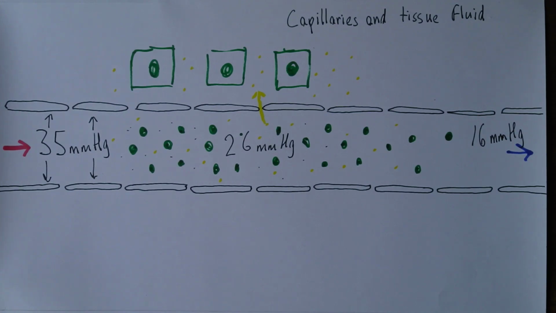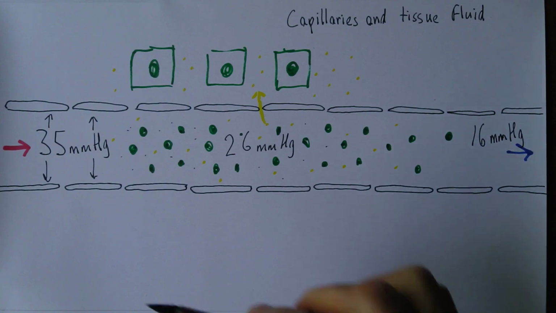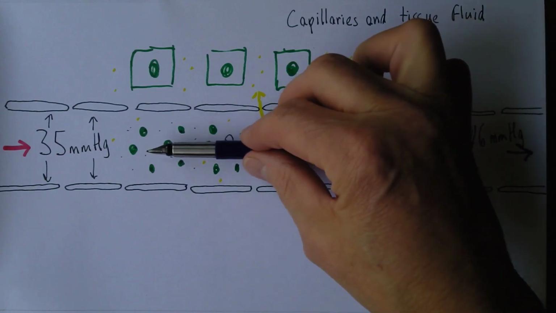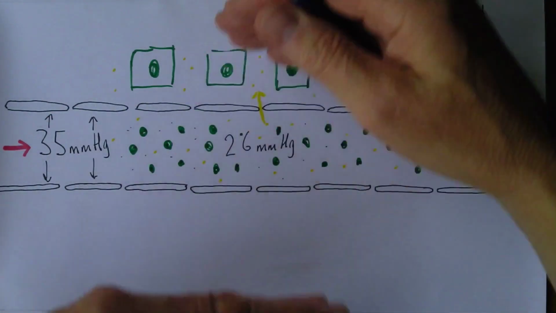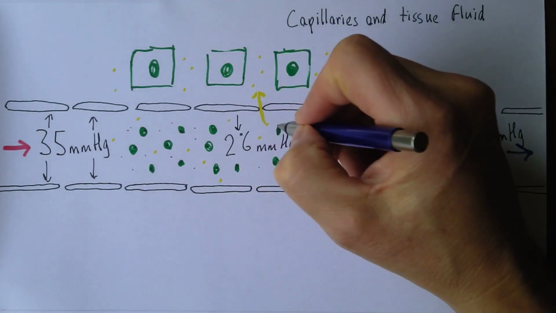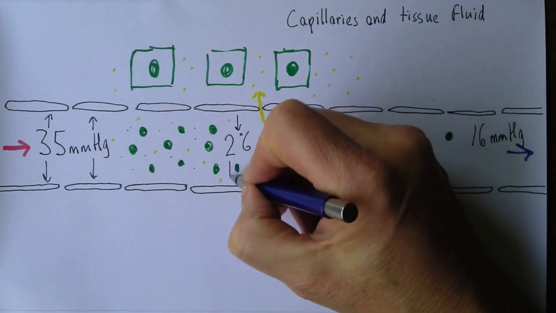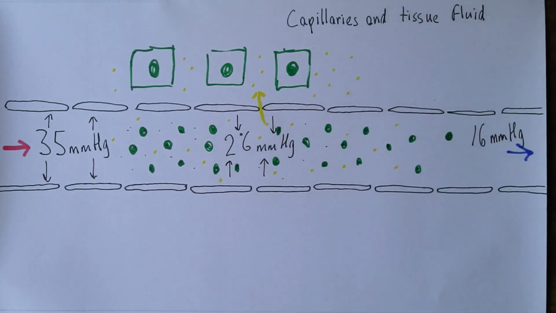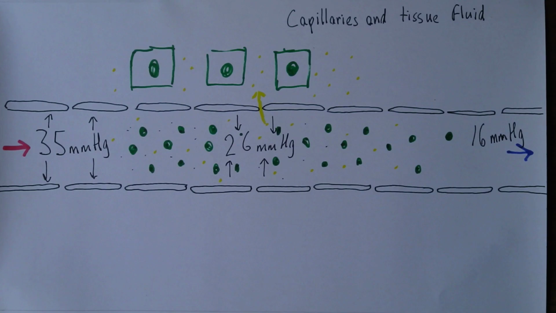So what we actually have is 35 millimeters of mercury pushing out. And this osmotic effect here is trying to suck in. Let's draw arrows that way. So this is trying to suck in. We can think of these plasma proteins as suction molecules. They're trying to osmotically suck water in. And we've got 26 millimeters of mercury there.